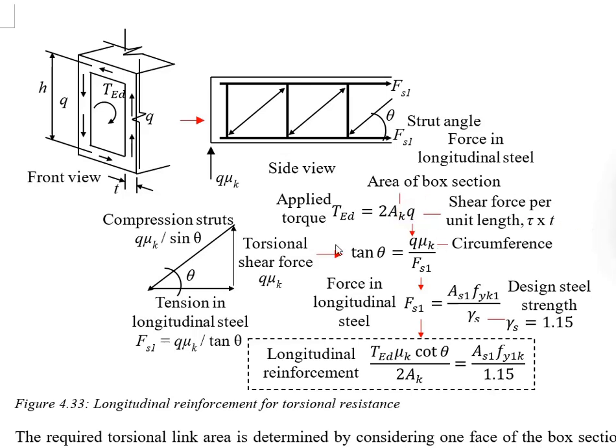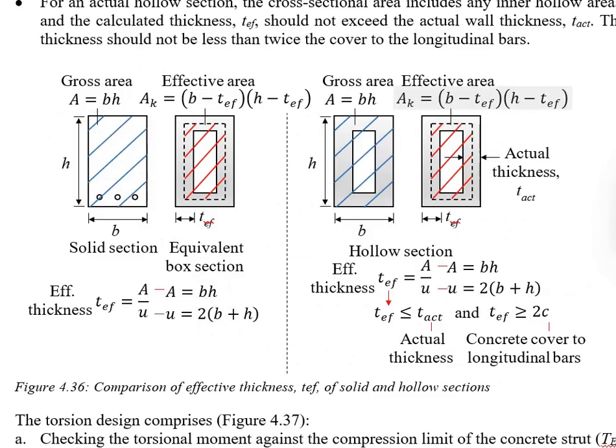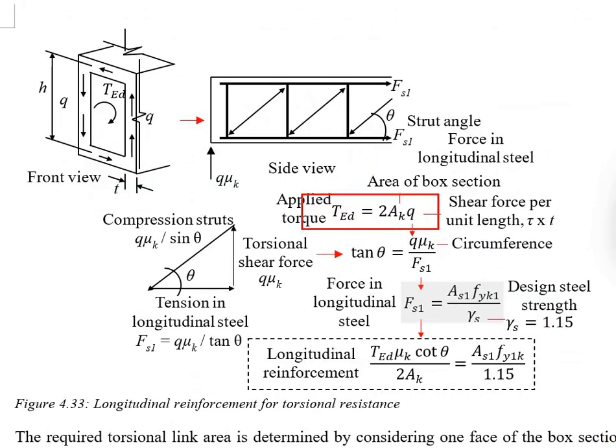Done with the shear flow. Let us look at the effective area of the box section. Don't confuse it with the gross area. The effective area Ak is calculated on the basis of the center line of the effective thickness, so you need to multiply this distance by this distance instead of using B multiply H. You have half of the effective thickness on one side and another half on the other side. That's why your B needs to be minus the effective thickness. You will do the same for the height. Half of the effective thickness on top and half of the effective thickness at the bottom. That's why you have H minus effective thickness. From here, you can work out the applied torque.